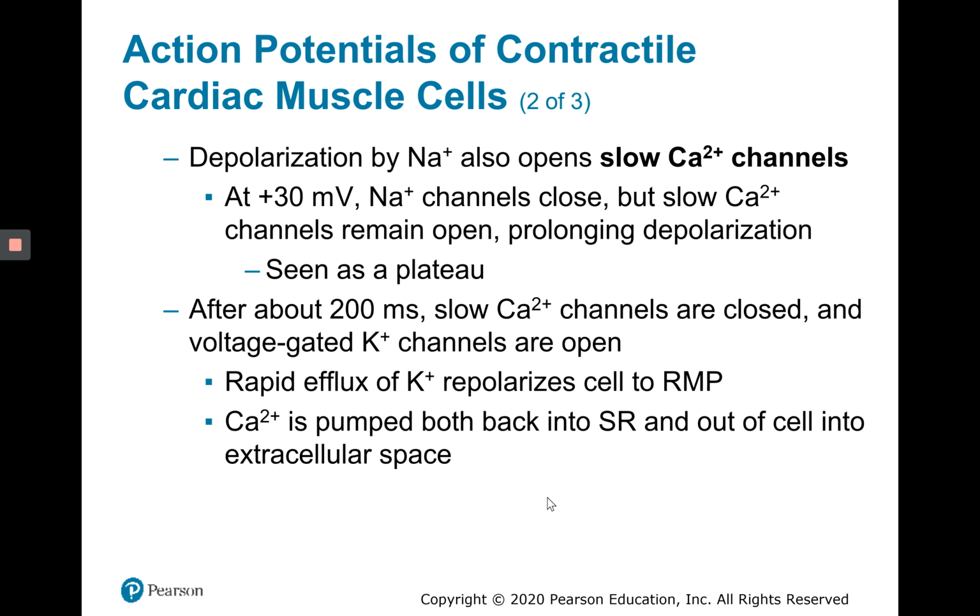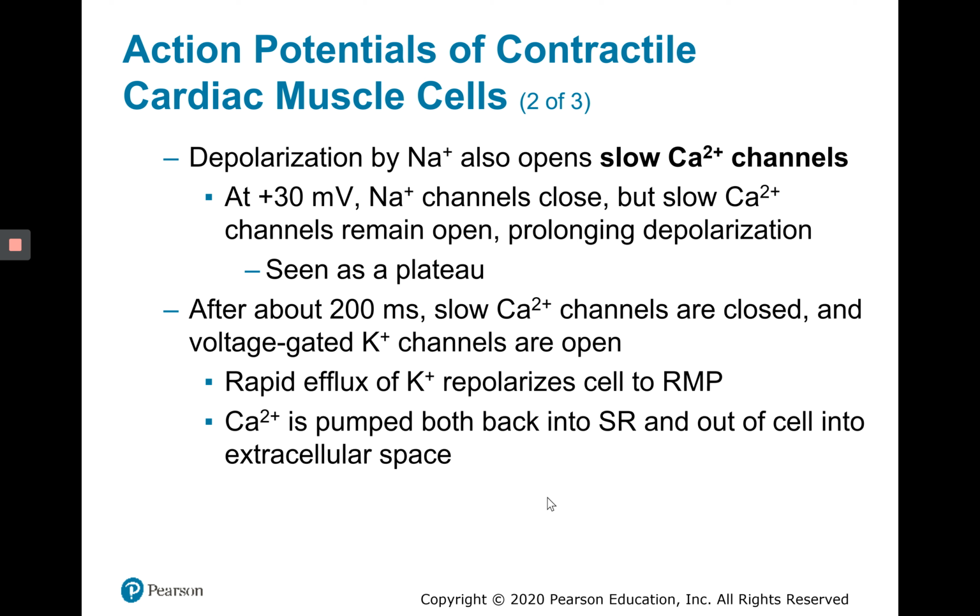Pay attention to the slow calcium channels, because it's these slow calcium channels at positive 30 millivolts that remain open. They prolong depolarization. They create this plateau phase because at 30 millivolts, like we're used to, the sodium channels close. But in a cardiac muscle cell, unlike in a skeletal muscle cell, these slow calcium channels remain open, prolong the action potential, specifically the depolarization phase. And so it's going to create kind of longer rising phase and then postpone the falling or repolarization phase.